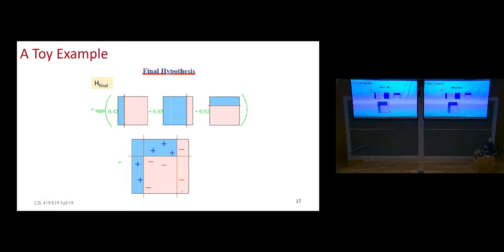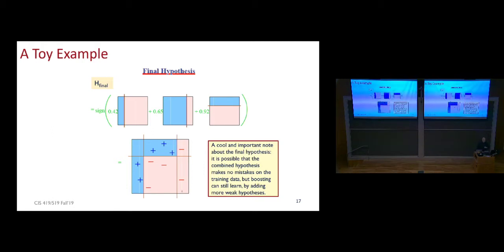So to the right of this line, I'm going to say negative. To the left of this line, I'm going to say negative. Above this line, I'm going to say positive. And you can see that this final hypothesis is perfect, makes no mistakes on this data. Okay, so it works. We're going to try to argue it a little bit better.